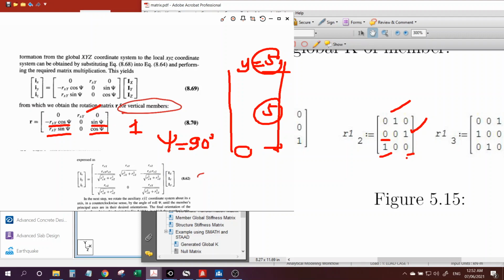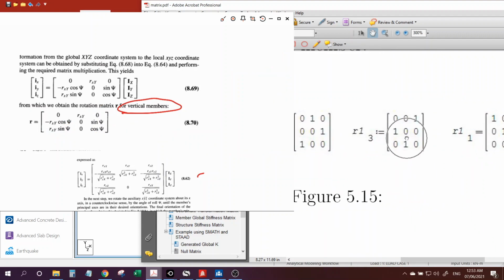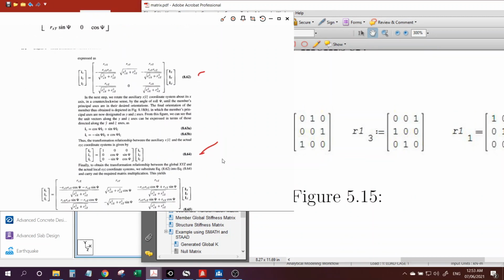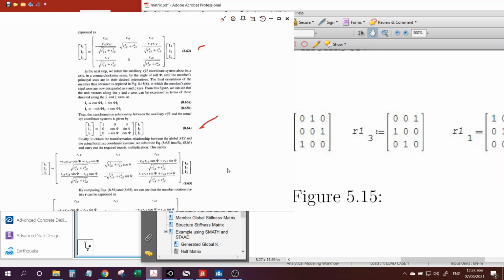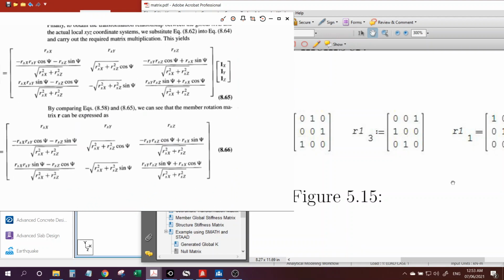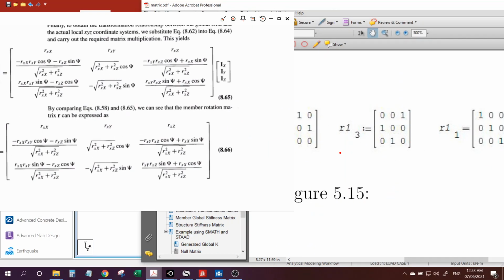Okay, similar approach for the member along the z-axis. Where is the member along the z-axis? That one. So for the member along the z-axis, this will now be 1 because you have a value on Rxz. So this is 1, this is 1 and this is 1.